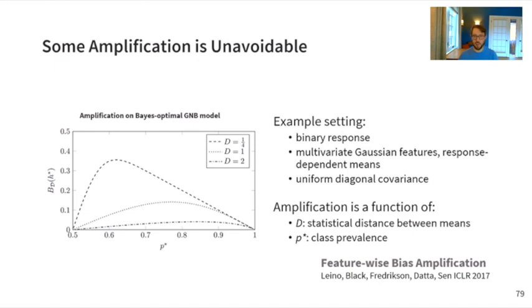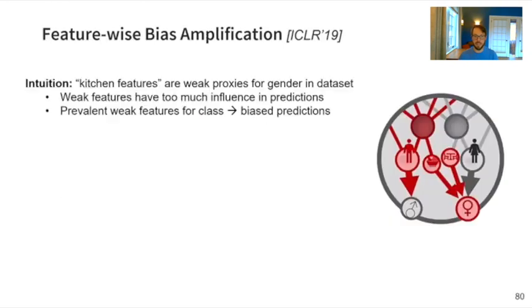Right, and this gets extreme when the features are really close together, and it smooths out as the classes get more distant. But this isn't the case in all instances of bias amplification. If we think back to the cooking and gender labeling prediction task from earlier, one thing to think about is that kitchen features are essentially weak proxies for gender in the data set, right?